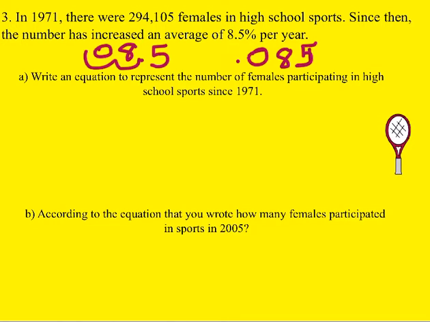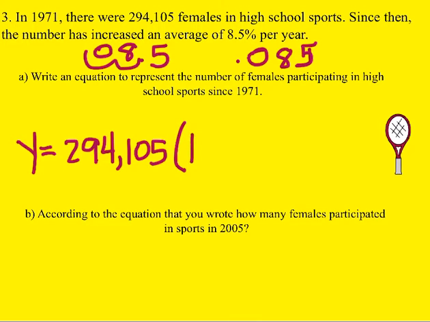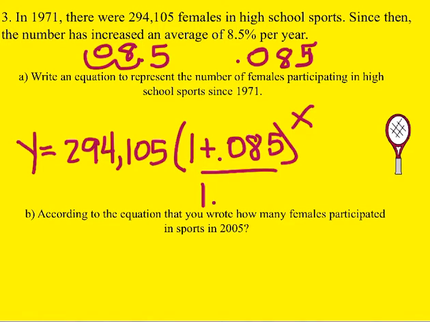So then what we're going to do is we're going to write an equation. So the number of girls is equal to our starting value, which is 294,105 times 1 plus 0.085 raised to the x power. Again, you could add these together to be 1.085, which would be the simplified way of writing it, okay?